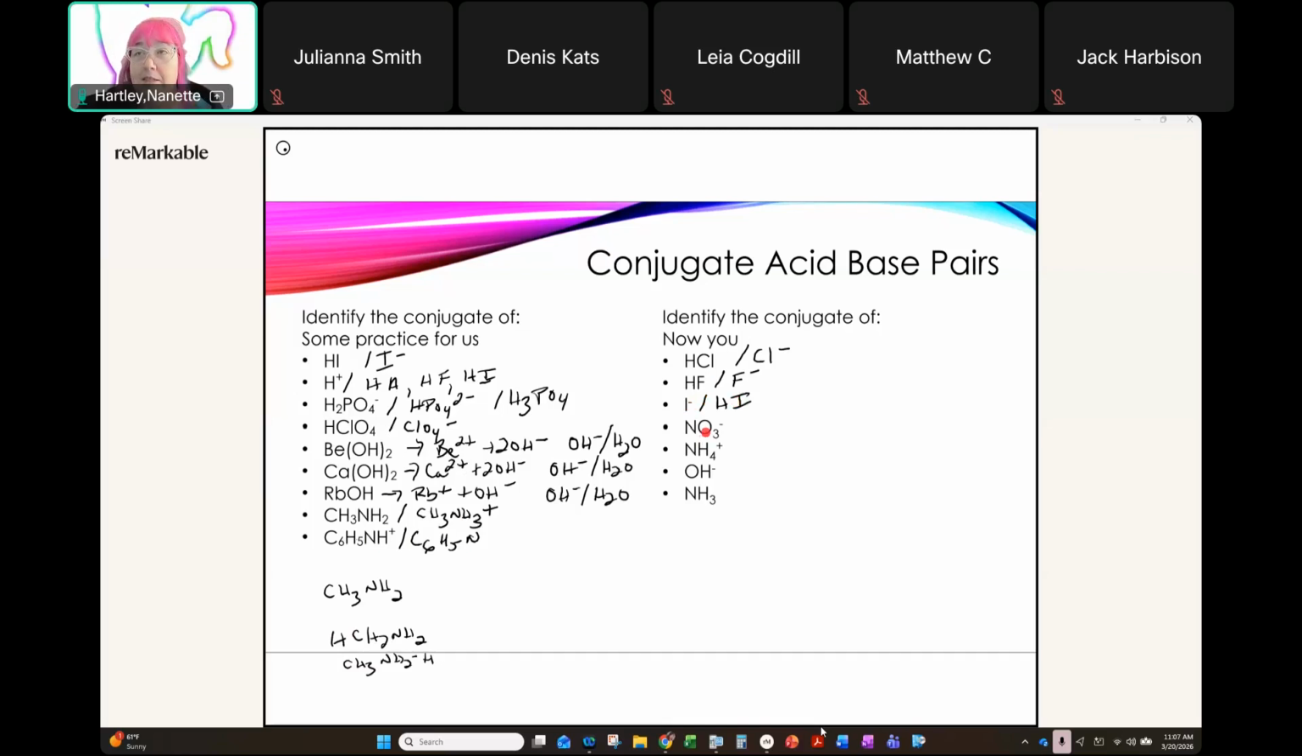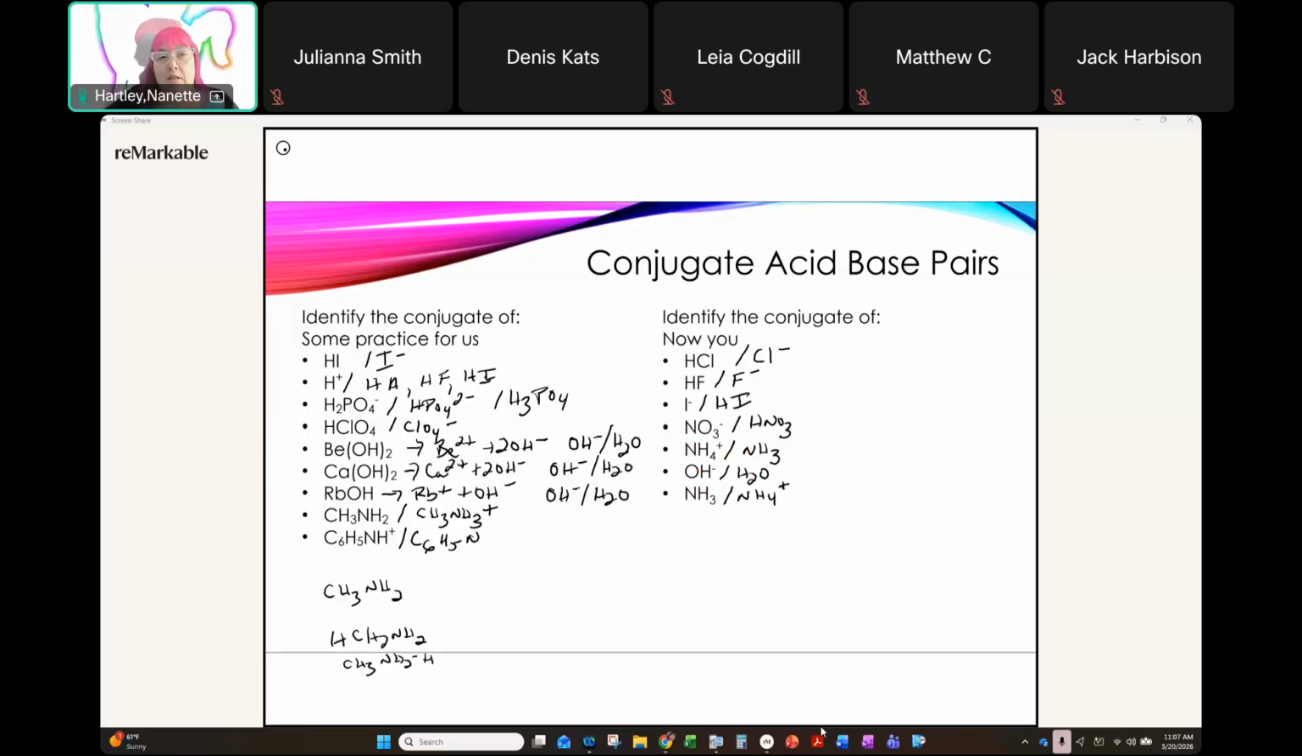I have an NO3 minus. Again, negative charge. So I add that proton back, which gives me the acid of HNO3. Here I have an NH4 plus. It's positive. So I need to take that proton off to give me NH3. So conjugate acid, base. I have an OH minus here. Since it has a negative charge, I'm going to add a proton to it to make H2O. So base, acid. And NH3 has no charge, so I'm going to add a proton to it to become NH4.